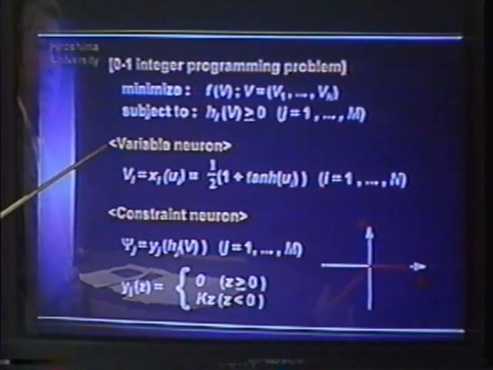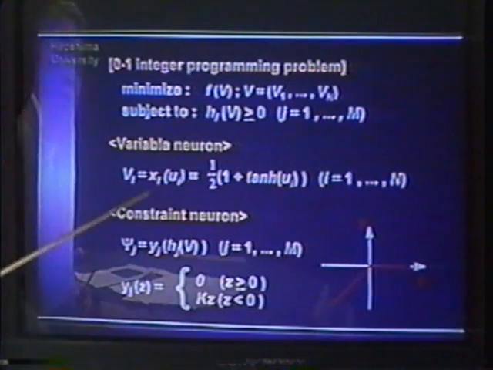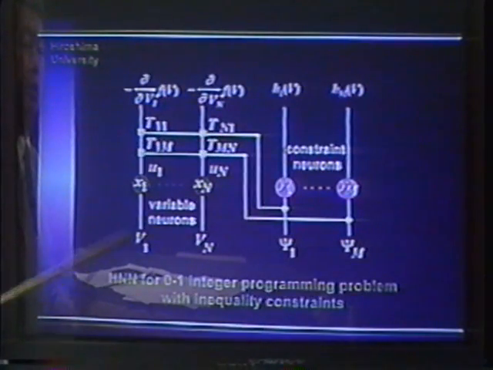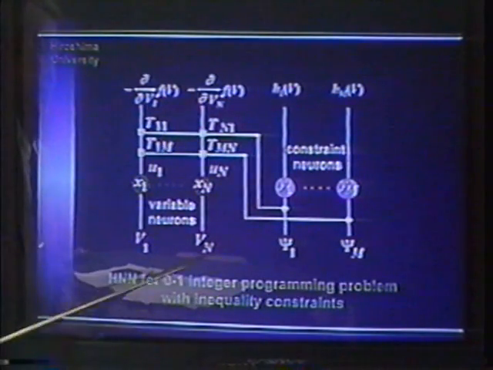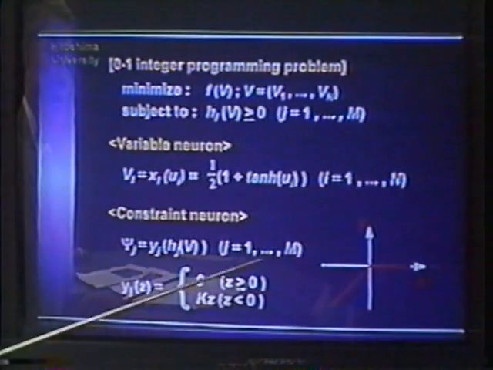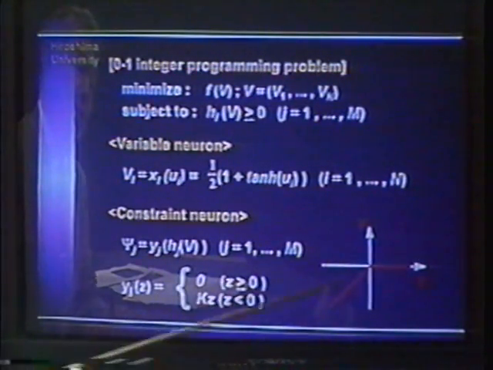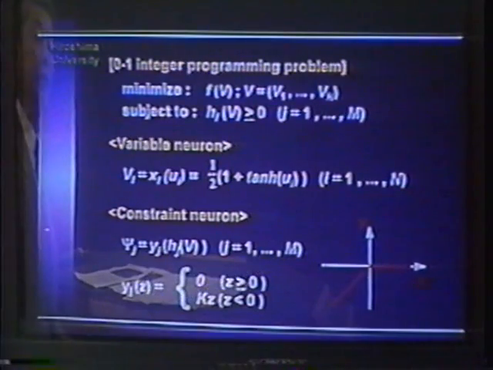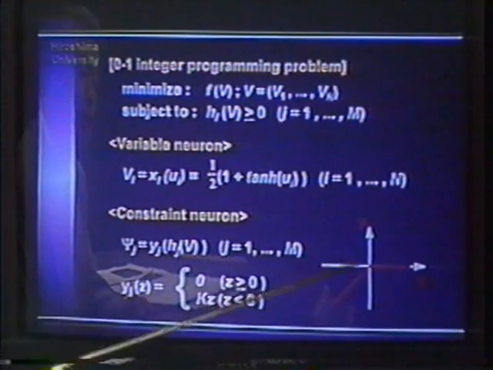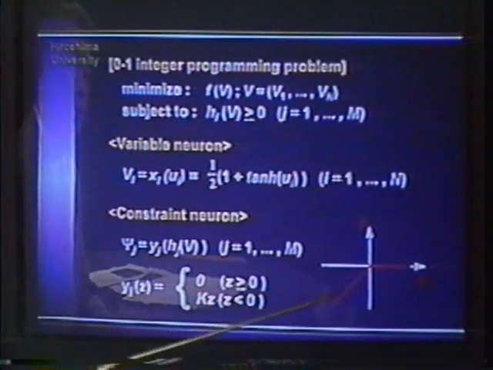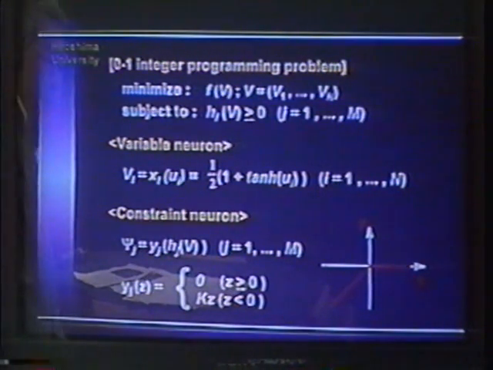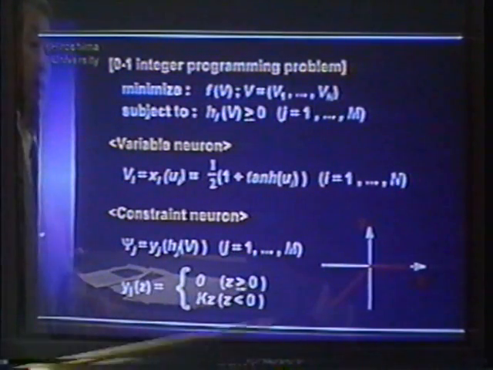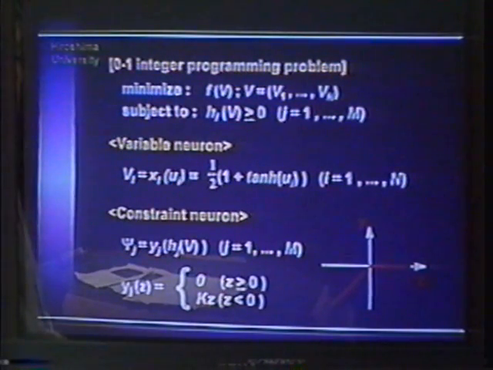And this is the input-output characteristics of variable neurons, this side. And the other side is given by this curve, okay? And this side is a region where the inequality constraints are satisfied. And then once it is violated, they produce output. Originally, Hopfield gives a curve this way. This is not correct, and this is the right characteristics.